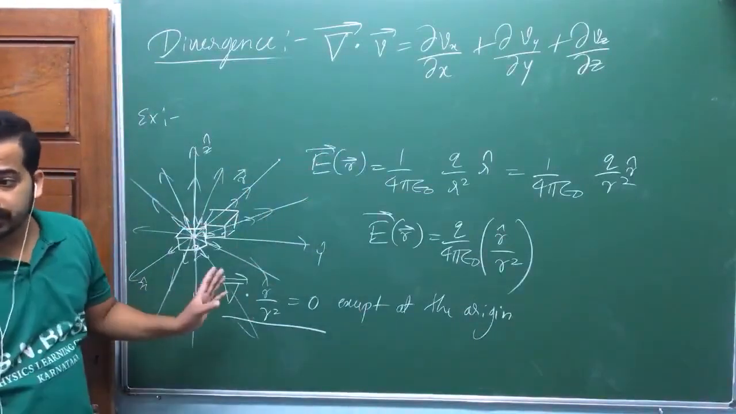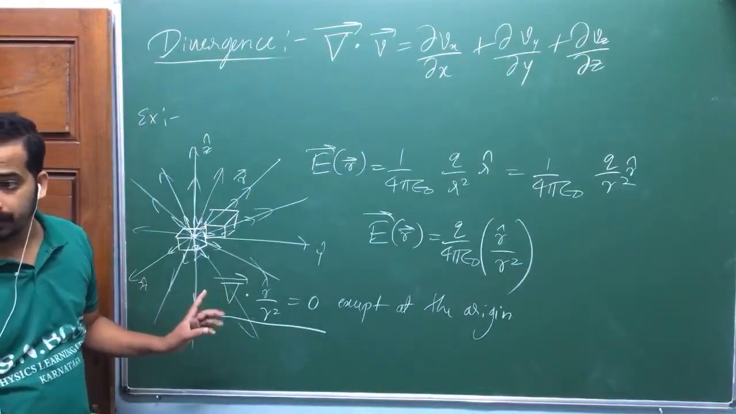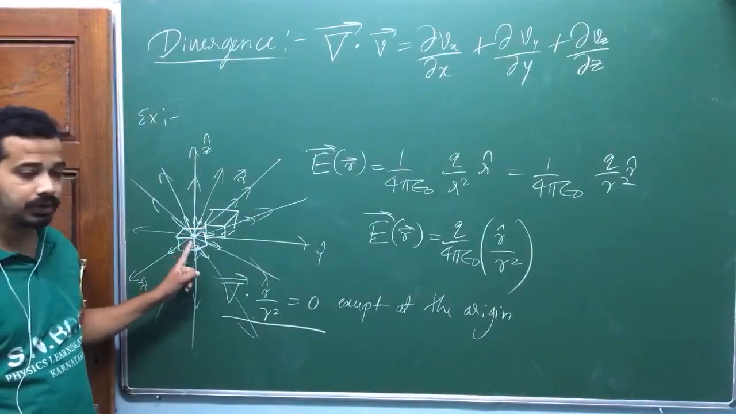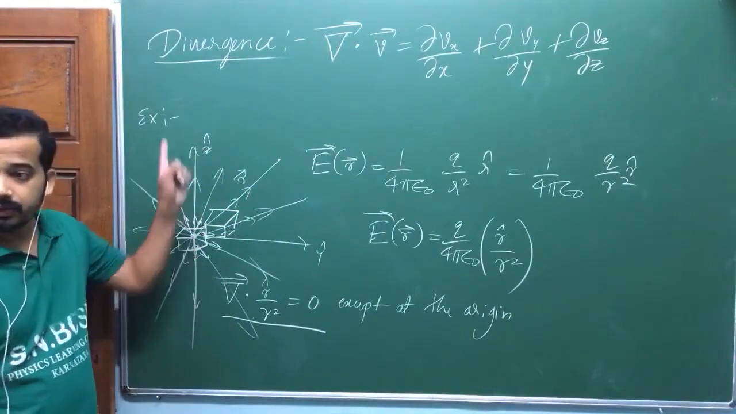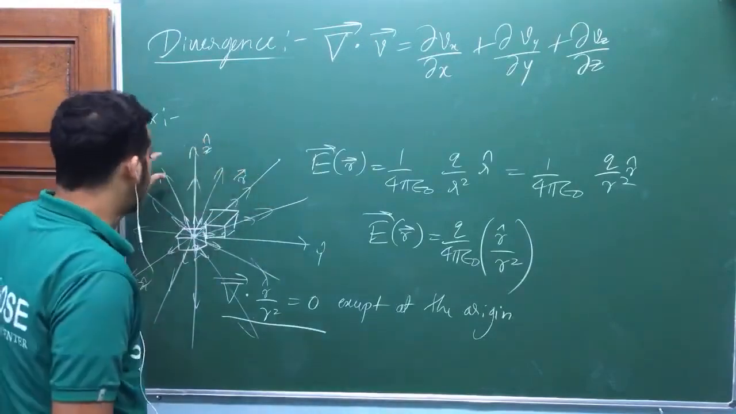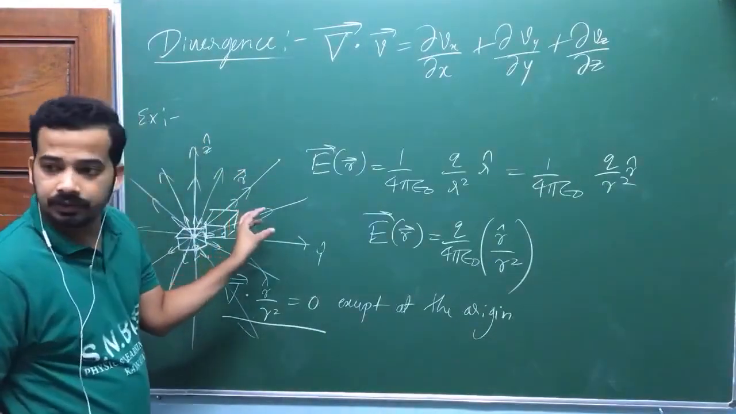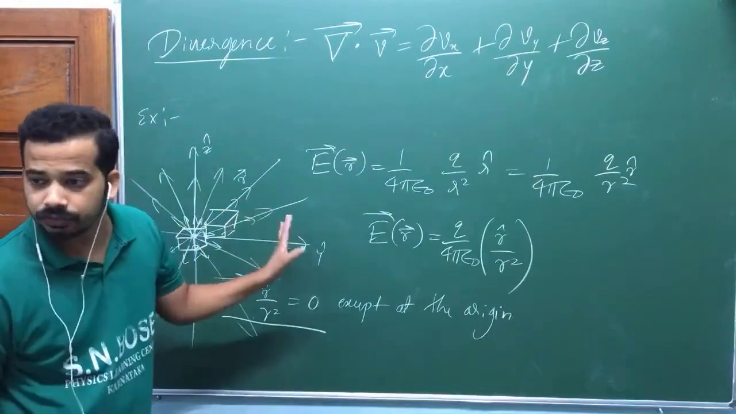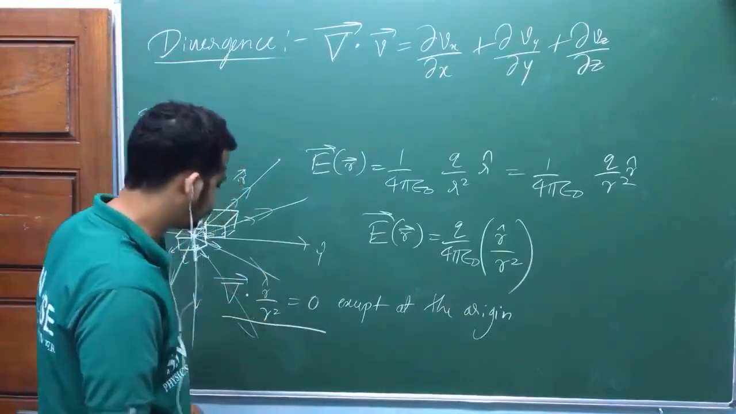But field lines are not generated in mid-air. Field lines are generated from the origin where you have a charge. They are ending at infinity. That's why if you take a divergence at any point in space, you will have 0 because there are no sources there.